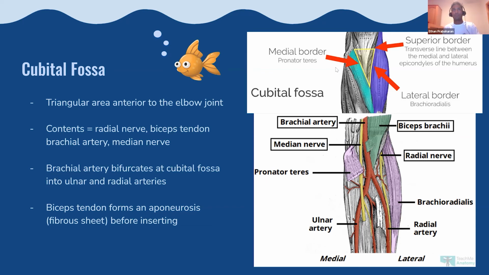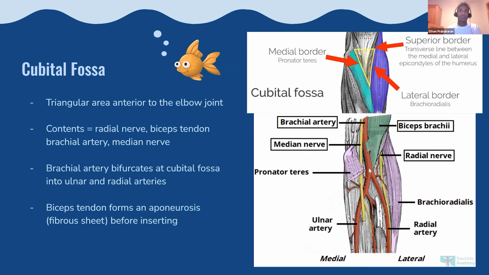Just remember that the superior border is an imaginary line, right? So we've got pronator teres, brachioradialis, and a supracondylar line. And a lot of important structures travel through this cubital fossa. So we've got the radial nerve, the biceps tendon, the brachial artery, and the median nerve. Generally speaking, the brachial artery and the median nerve run very close to each other, as do the radial nerve and the profunda brachii artery, as do the axillary nerve and the circumflex arteries, which are in your shoulder. So, if you damage one, you're quite likely to damage another.